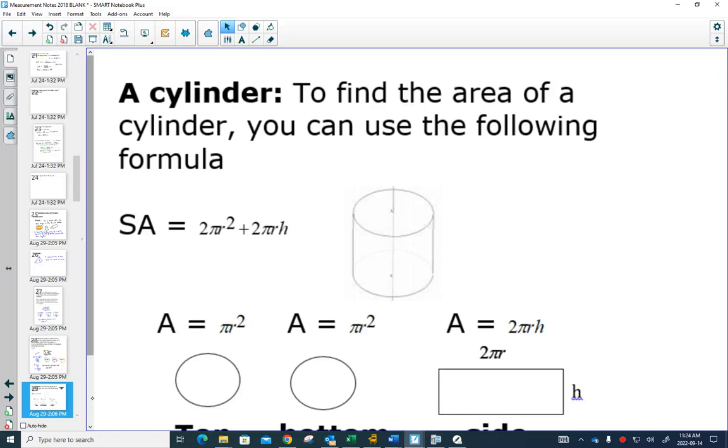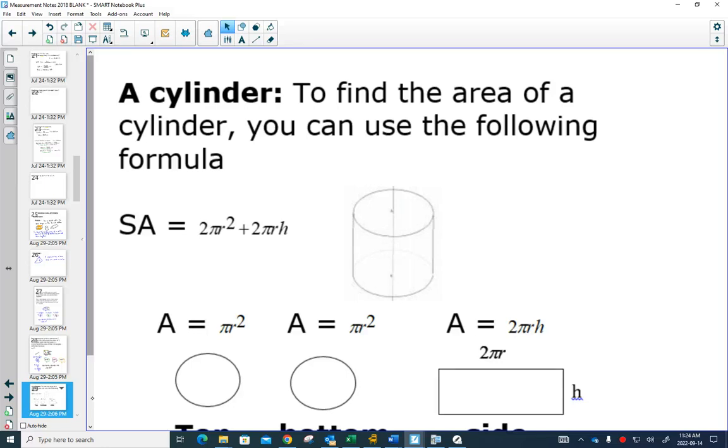But then, when you open up that rectangle, is it pretty obvious that this part of the rectangle is the height? This part of the rectangle is this edge of your circle. And if you think about what this edge of your circle is called, the circumference.